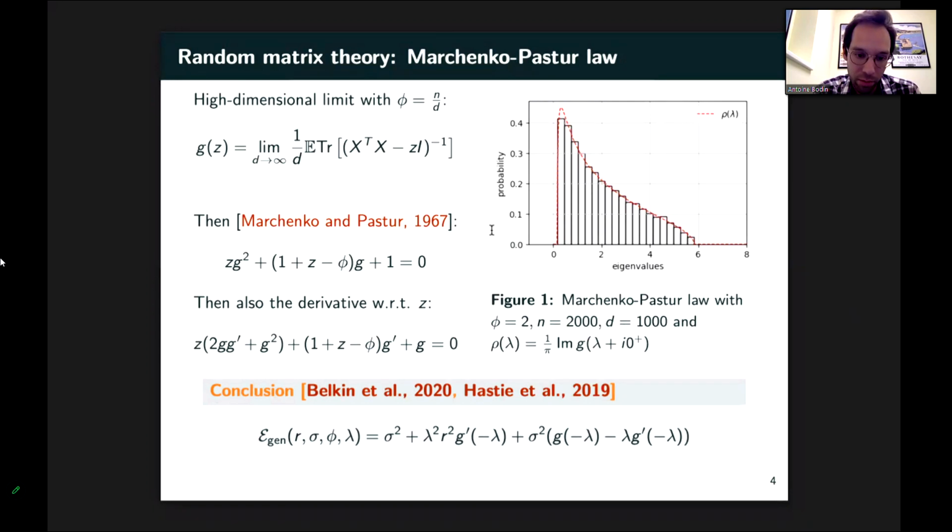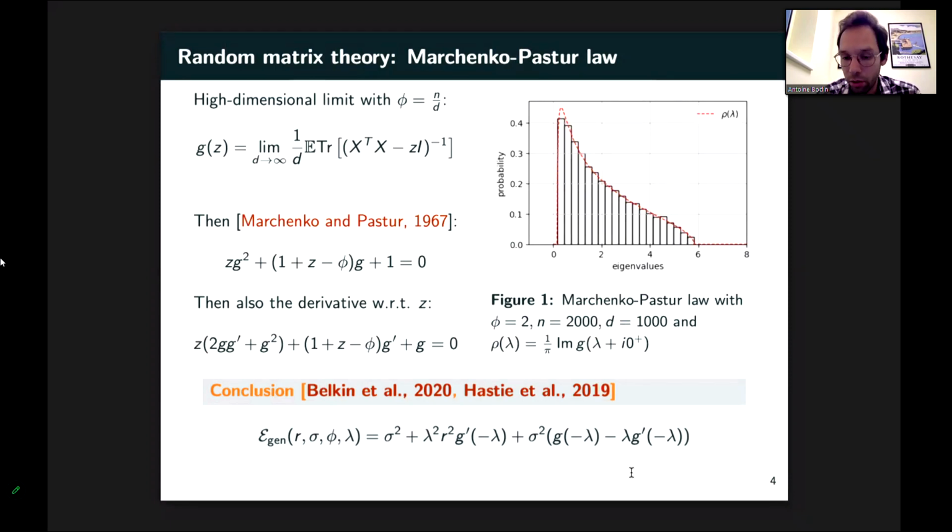If you take the expression of J given by this Marchenko-Pastur formula, you can express the high dimensional limit of the generalization error with all the three parameters that we have seen earlier. That is to say, the norm of the signal beta star, which is R, the variance of the noise sigma, phi, the ratio between the number of samples and dimensions, n over d, and lambda, the penalization. Essentially, you have this analytical formula where you can completely express the high dimensional limit of the generalization error.